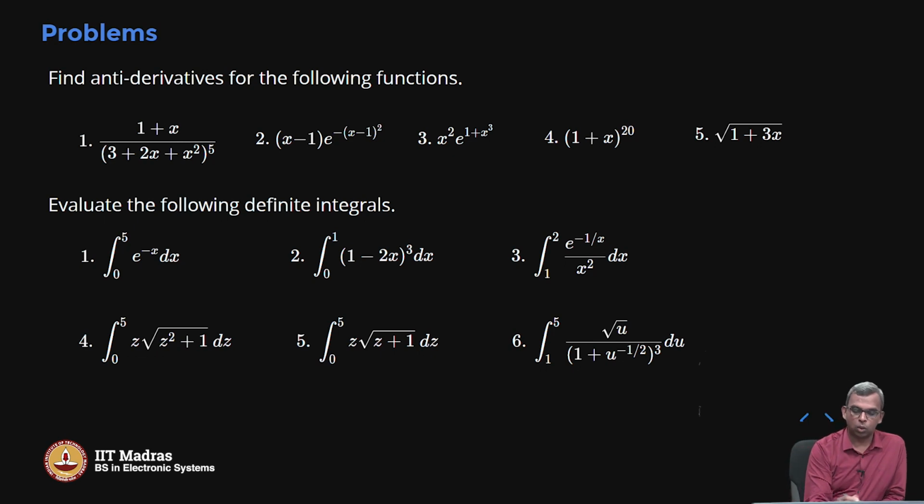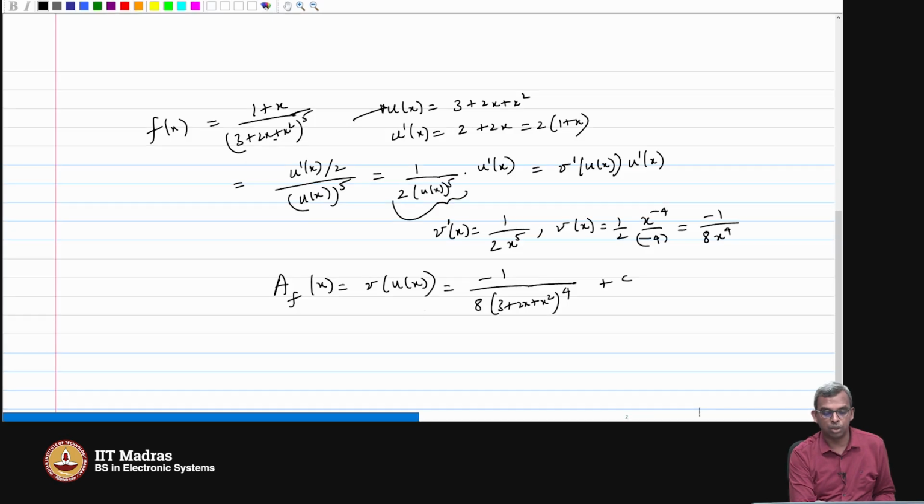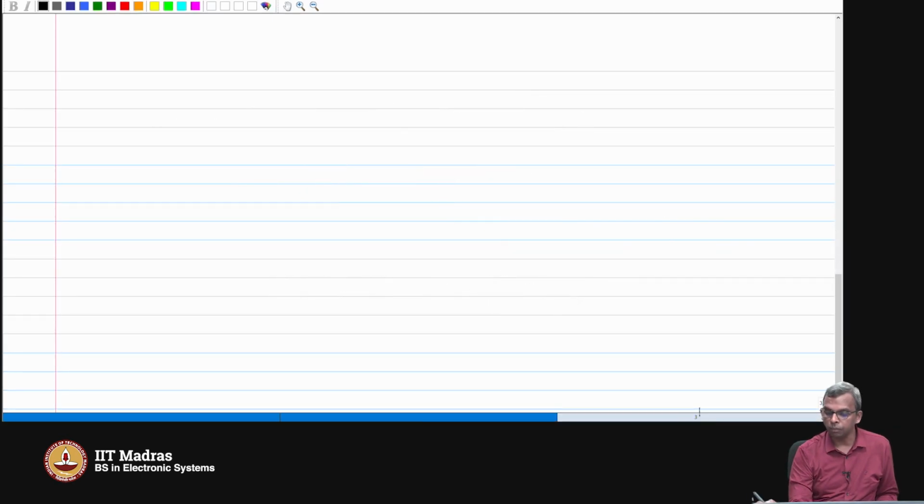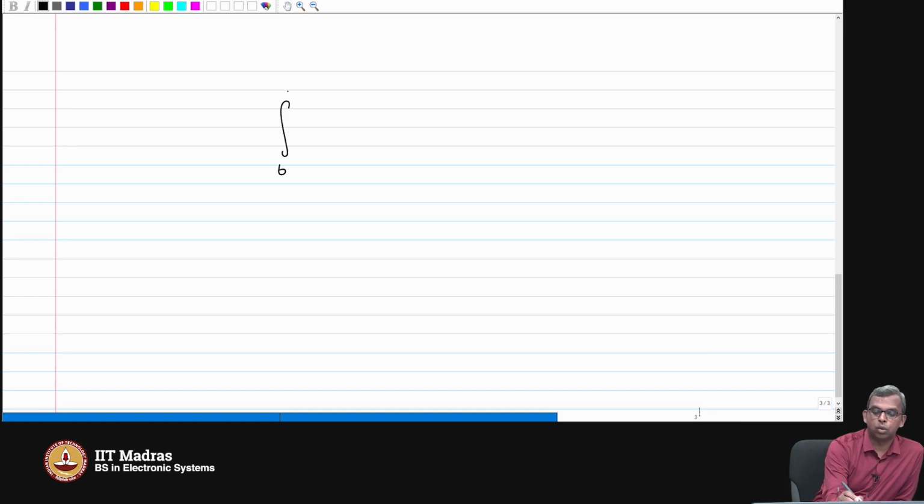Okay. So let's look at the definite integrals here. Many of them are reasonable. You know, e power minus x is very reasonable. You know how to do that. 1 minus 2x power 3. What is the u of x you're going to do? Let me start with that substitution. I think the substitution is very interesting. So let me just do that. Integral 0 to 1 of 1 minus 2x whole power 3 dx.